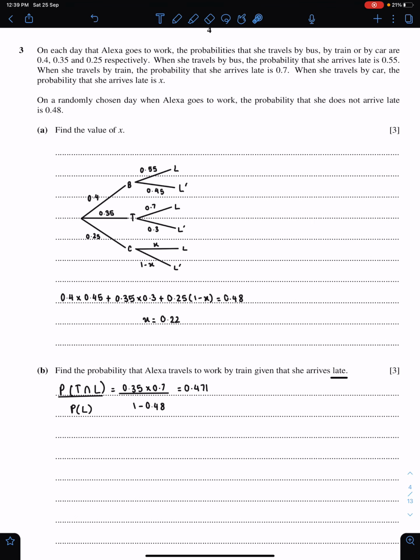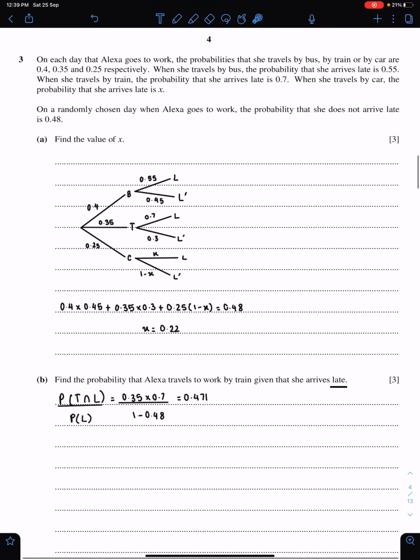Next question, number 3. On each day that Alexa goes to work, the probabilities that she travels by bus, by train, or by car are this, this, and this. So by bus, by train, or by car. When she travels by bus, the probability that she arrives late is 0.55. This is here. By train, the probability is 0.7, and by car, the probability is x. So this should be 0.45 because total is always 1. This should be 0.3 and this should be 1 minus x.